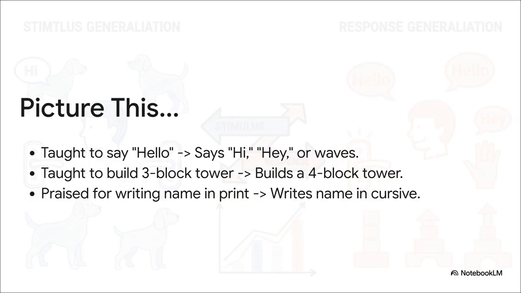Let's go back to our examples. So the RBT enters the room. That's the same stimulus every single time. But you taught the client to say hello. Now, sometimes they say hi, other times they say hey, or maybe they just give a little wave. See? One stimulus, but a whole range of different responses that all serve the same function of greeting.